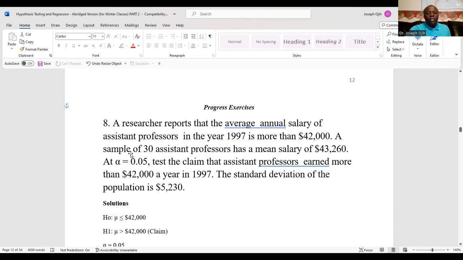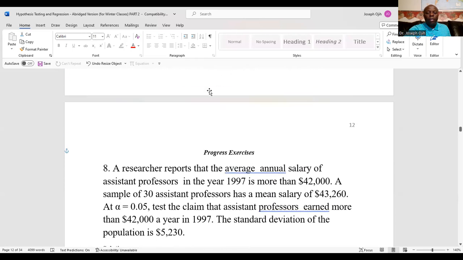And then they collected a sample of 30 assistant professors. So n is 30. And further, the mean salary is 43,260. Sorry, 43,260. And the standard deviation is 5,230. So let us now run the test.